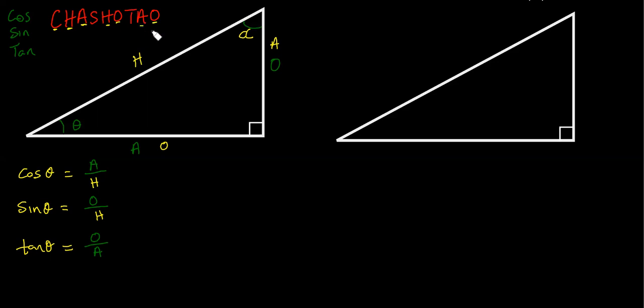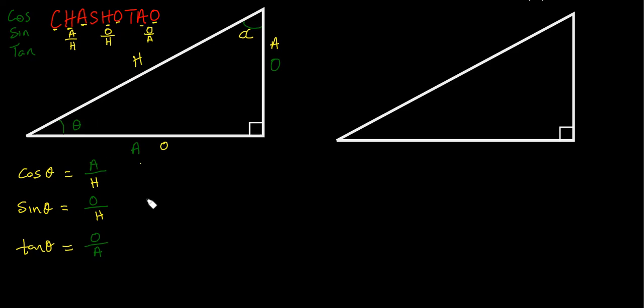So in this case, you are starting with the O over A, and here is O over H, and this one here is A over H. Okay, so that's what you look at here and find out. So always remember this Chasho tau. You practice with this Chasho tau and you won't have a problem.